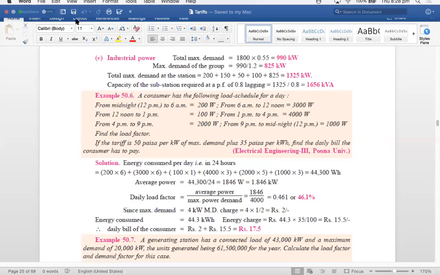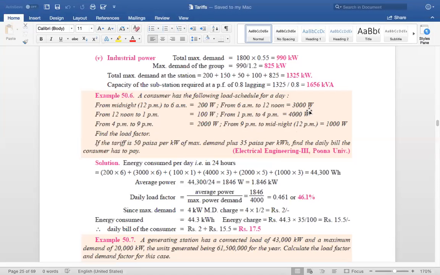So here we can see that the maximum demand during any period was 4,000 watt. So that's the maximum power demand. The tariff is 50 cents per kilowatt of maximum demand, so 4 kilowatt. Maximum demand charge is 4 times 50 cents, which gives us 2 rand. And also that's 35 cents per kilowatt hour is then 44.3 times 0.35.